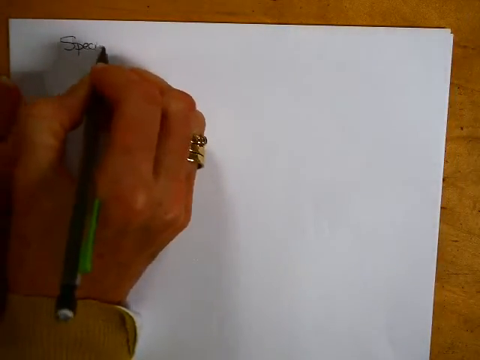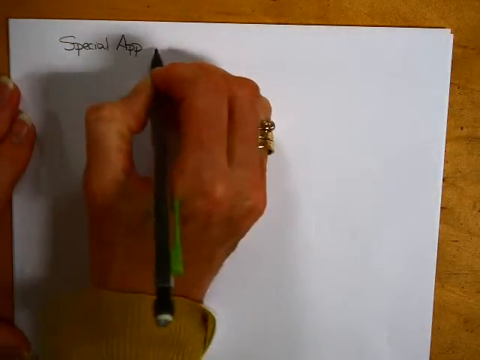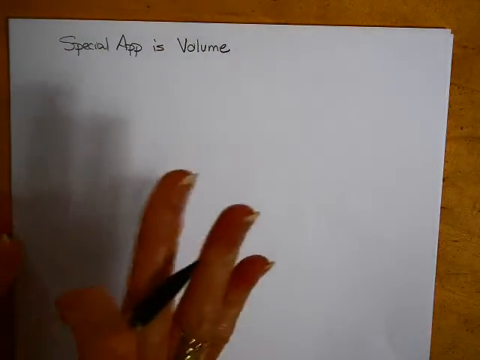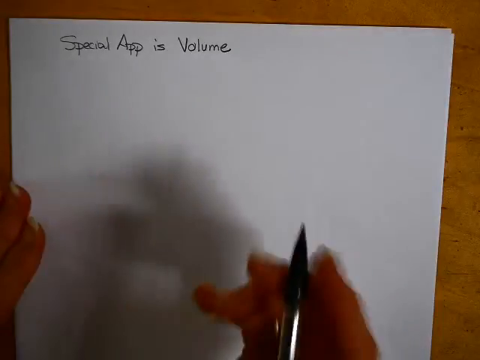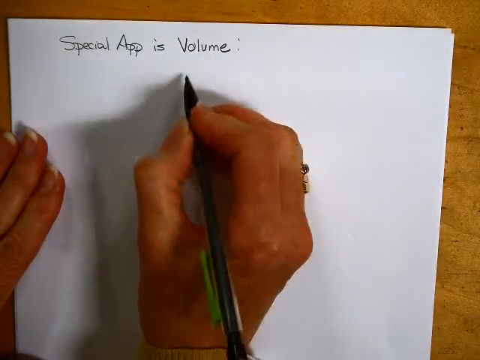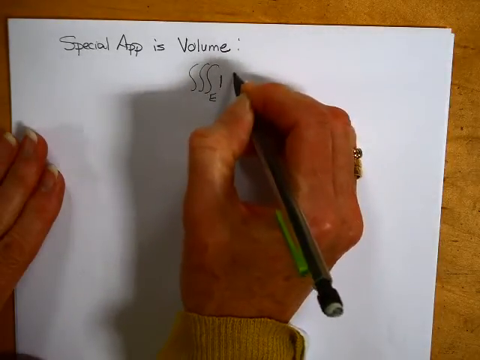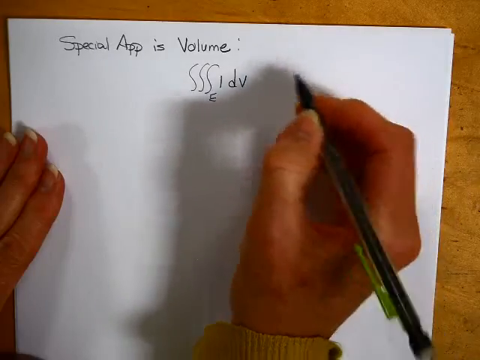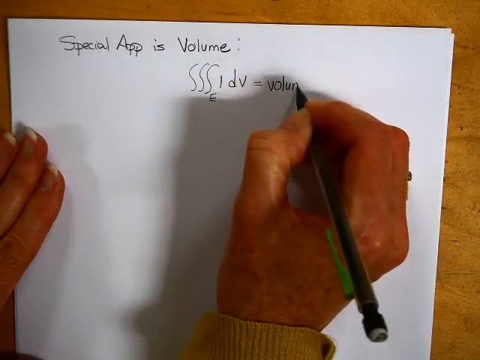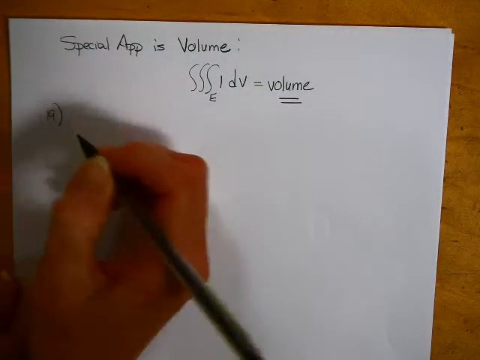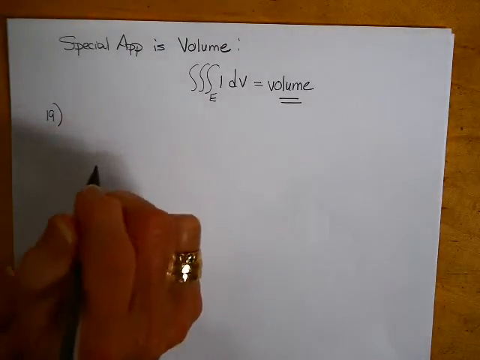All right, a special application of triple integrals is volume of a solid. Now you've done volume of a solid using double integrals. You can do volume with triple integrals. If you do a volume, then the triple integral over your region E integrates the function 1 dV to get a volume. Now, I will show you an example of that, like number 19, because it says use a triple integral to find the volume.